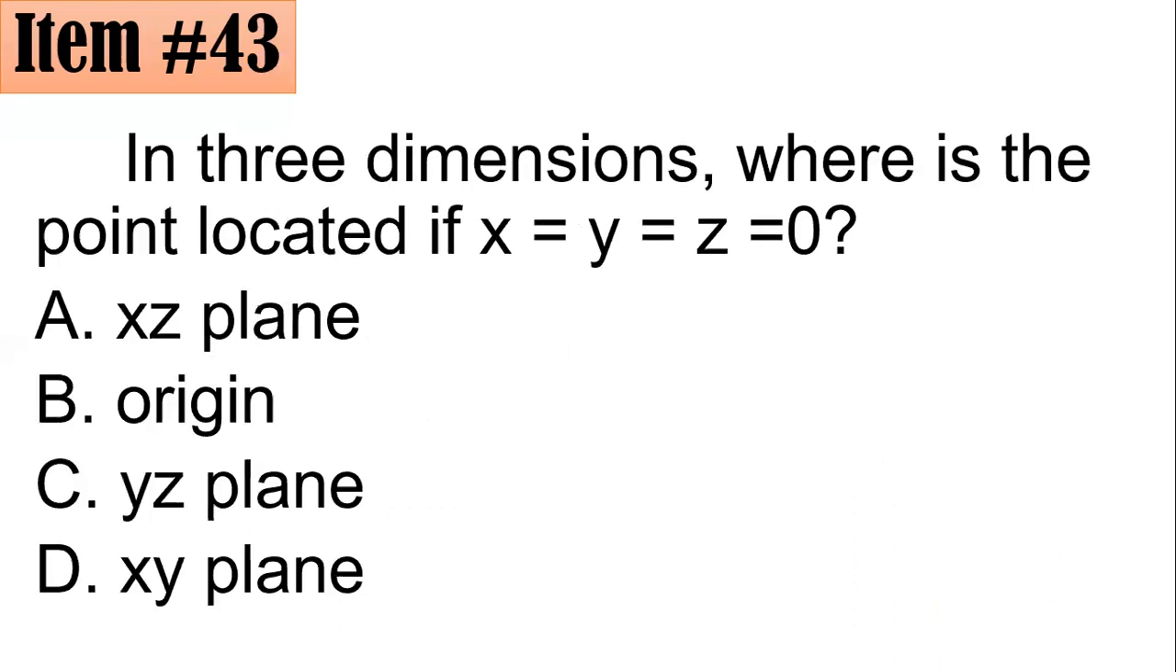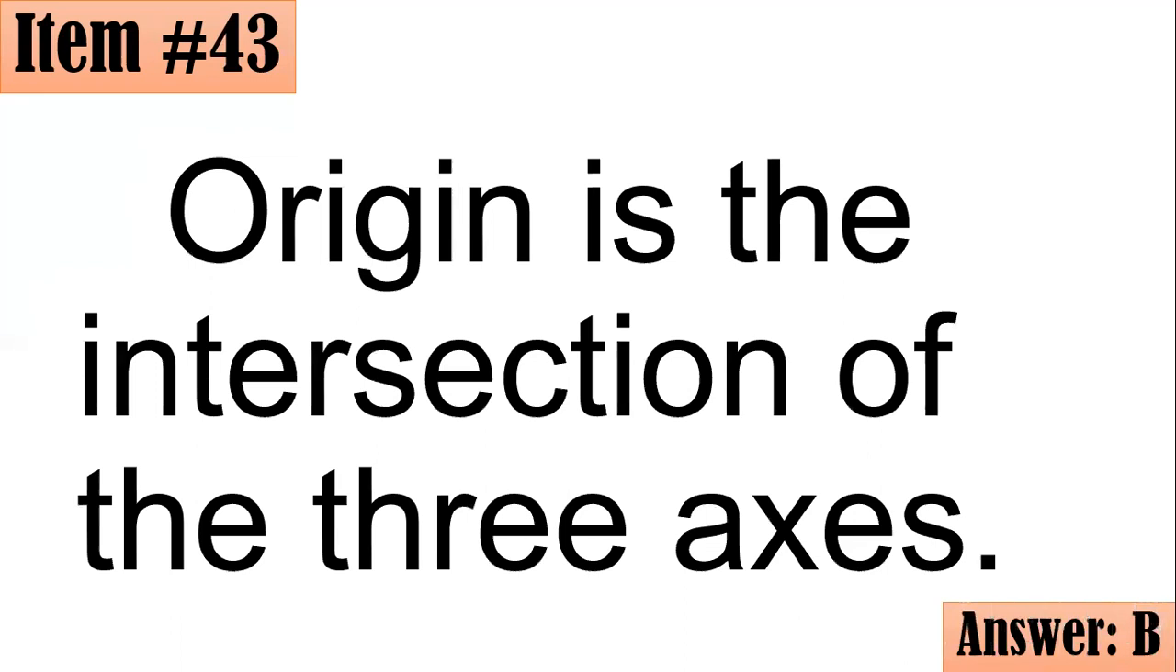43. In 3 dimensions, where is the point located if x, y, and z are equal to 0? Is it xz plane, origin, yz plane, or xy plane? Take note that you have 3 axes, your x, y, and z axis, and if they are all 0, it's actually implying that they all meet in a point known as the origin. It's the intersection of the 3 axes. Letter B. All right.